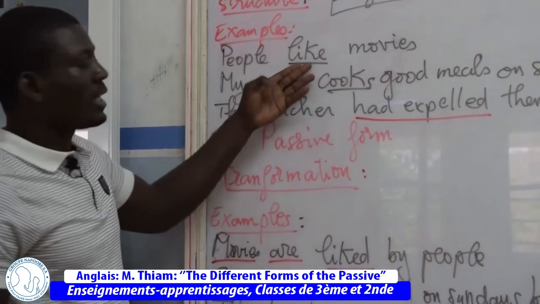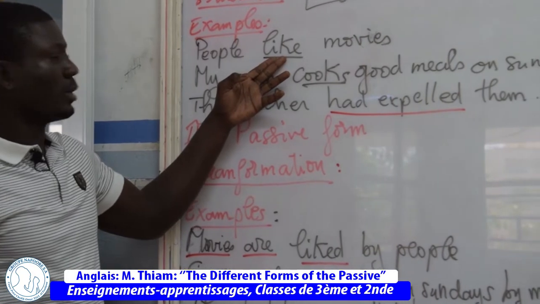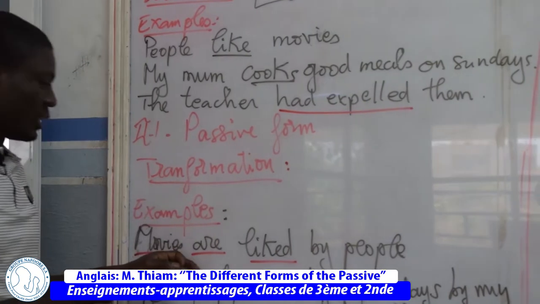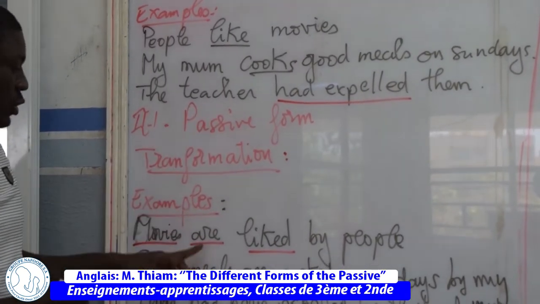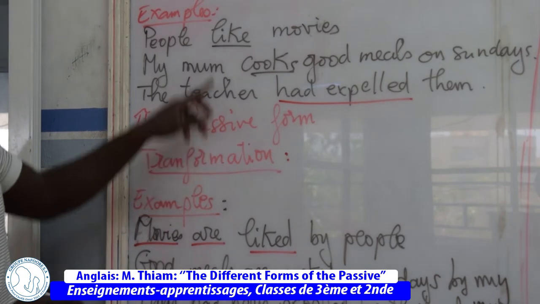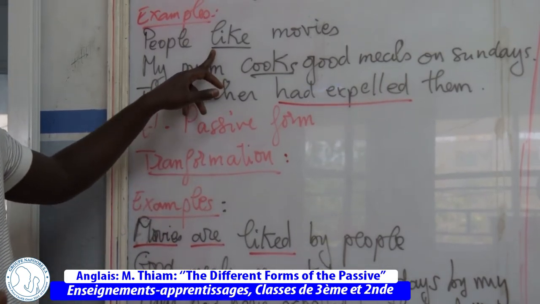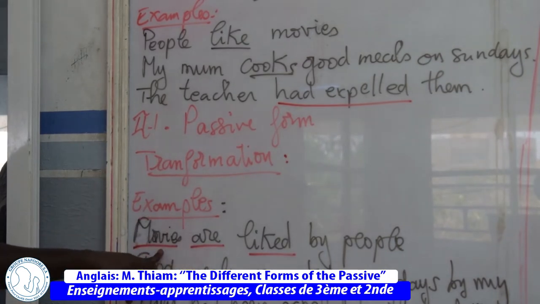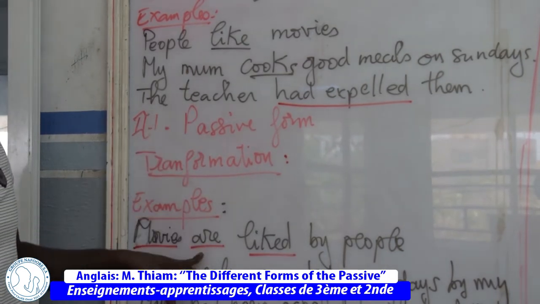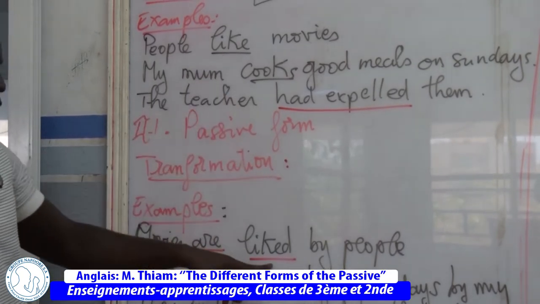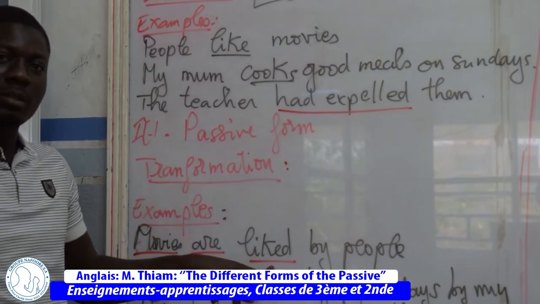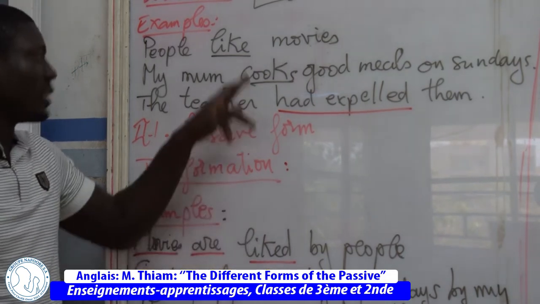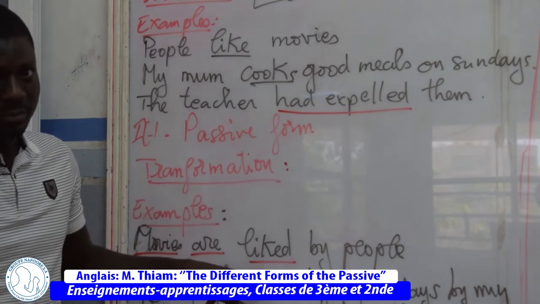Look, like was the verb, okay? It was used alone, simply, in the active sentence. In the passive sentence, we used the auxiliary to be, which we conjugated in the tense of the verb of the initial sentence, which is a simple present. To be with the third person plural will become are in the simple present, right? And like will be put in its past participle, liked, because it's an ordinary verb. It's a regular verb, it's not an irregular verb, so we just add ed.